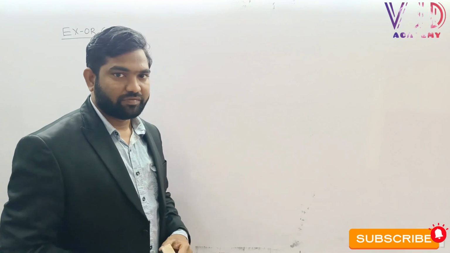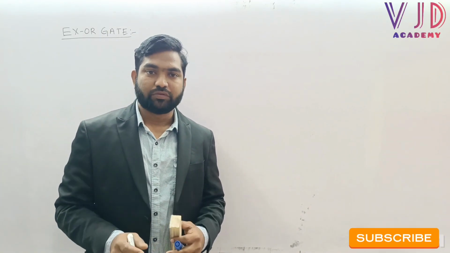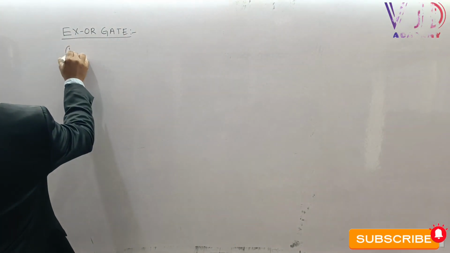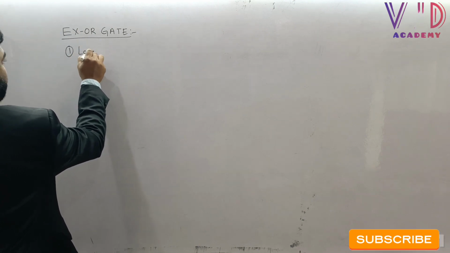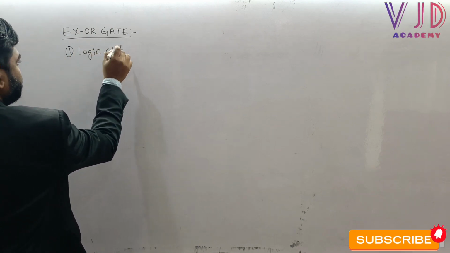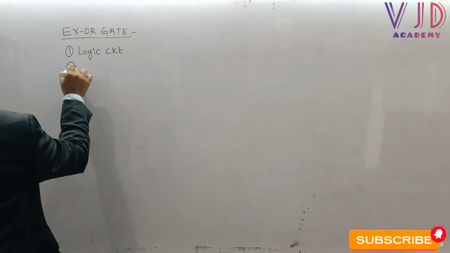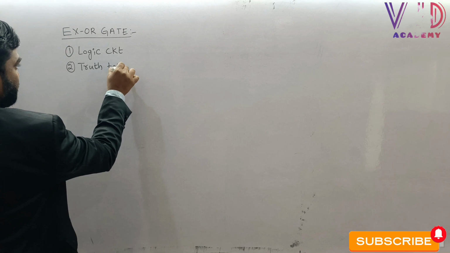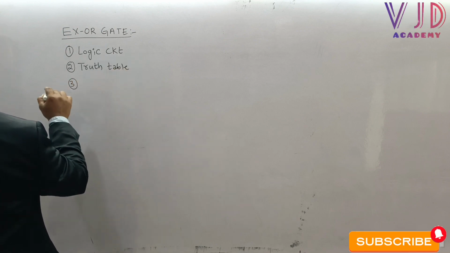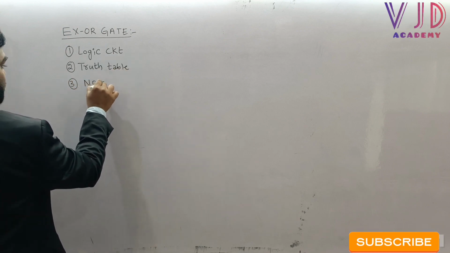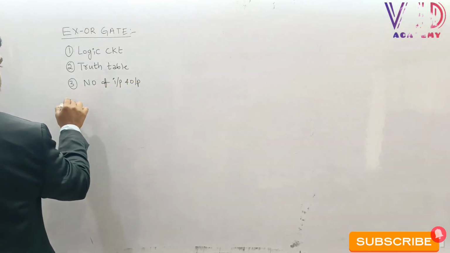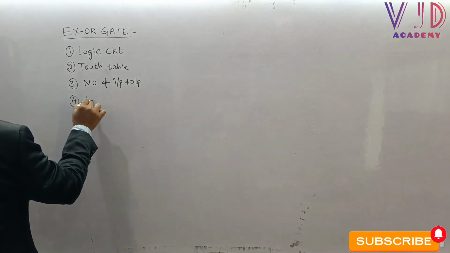Sir, whenever we are studying any logic gate, as I told you in the previous lecture, we need to see a few points. The first thing is what is its logic circuit. What is the truth table? And third one is number of inputs and outputs. Fourth one is logical expression.